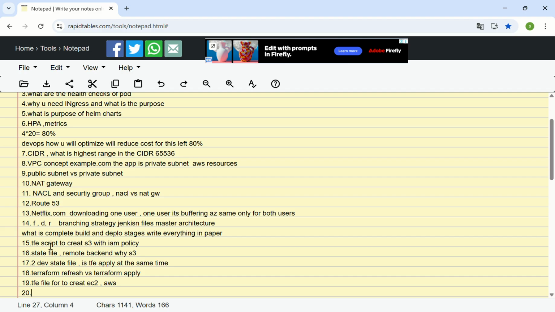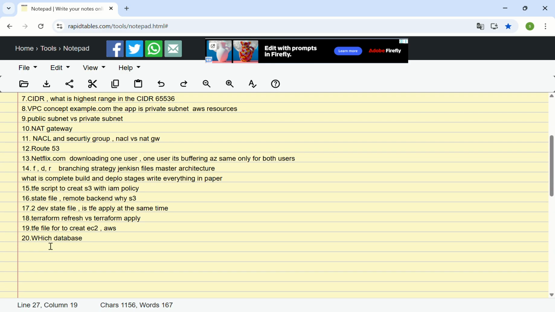This is one question. And coming to other questions, NACL and security group, as we discussed, right? Another thing is which database you are using in your project. It seems a simple question, but they are checking whether you have really worked in real time and have any awareness of this database. This is one question, guys.